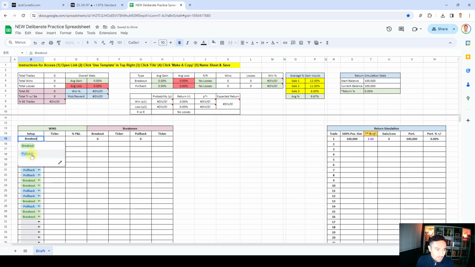So that's going to be a pullback buy. So I'm going to put pullback in here. I'm going to put Zscaler. This spreadsheet is available to you for free. It's in the description or the comment section of this video, and we're going to go 9.67%.